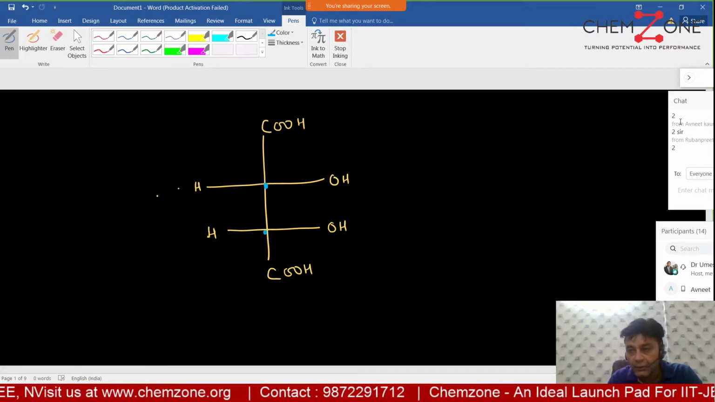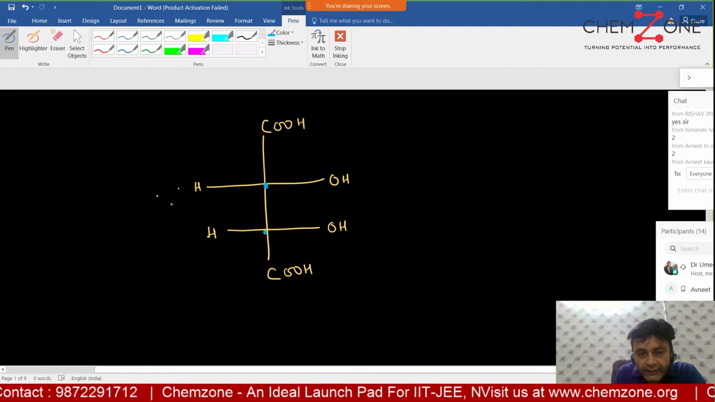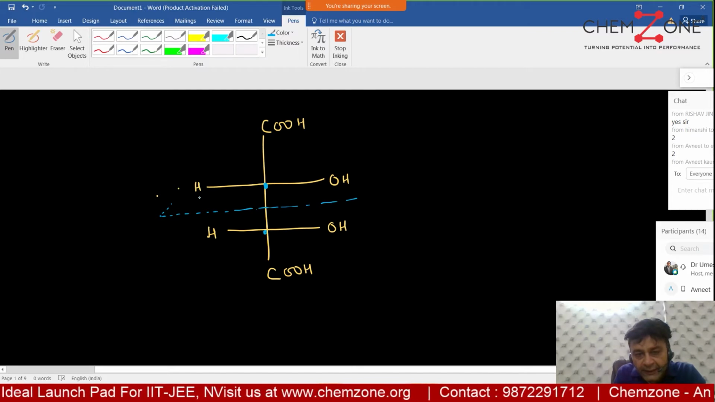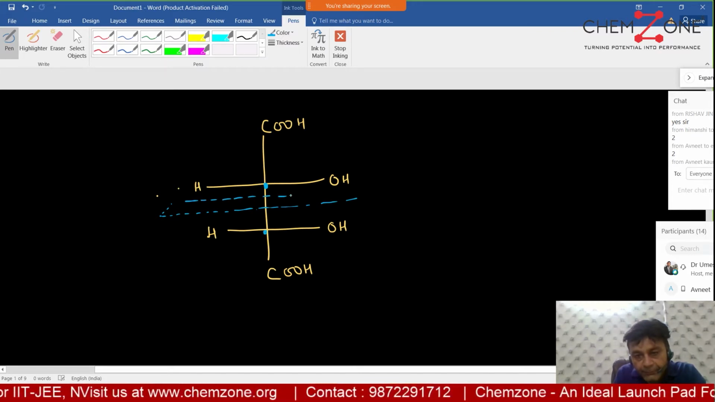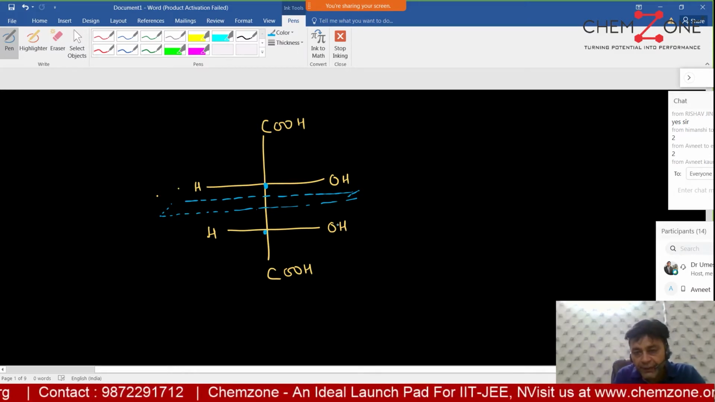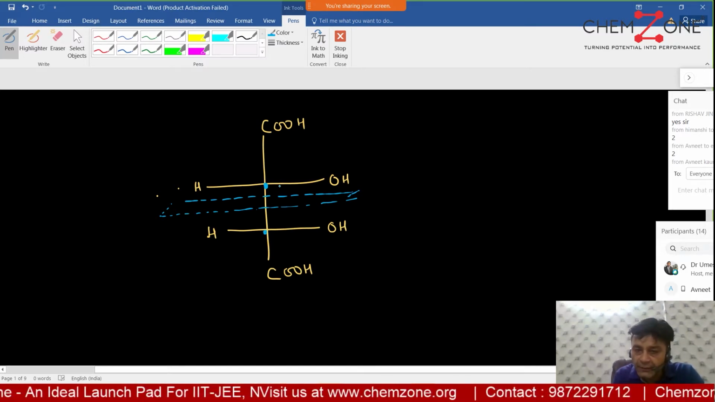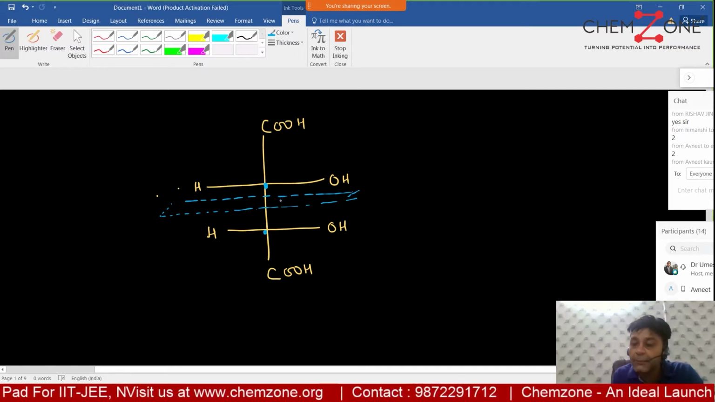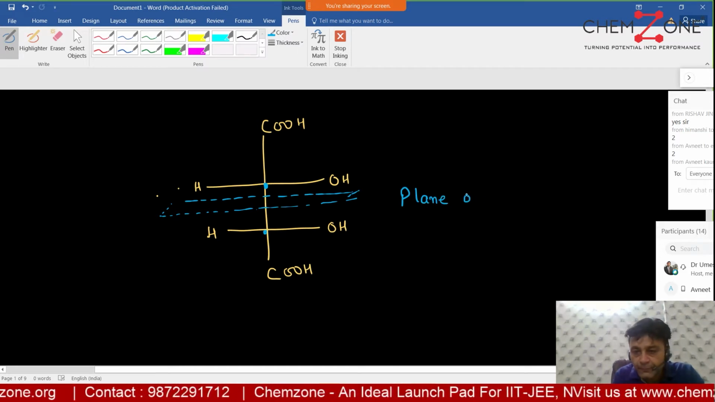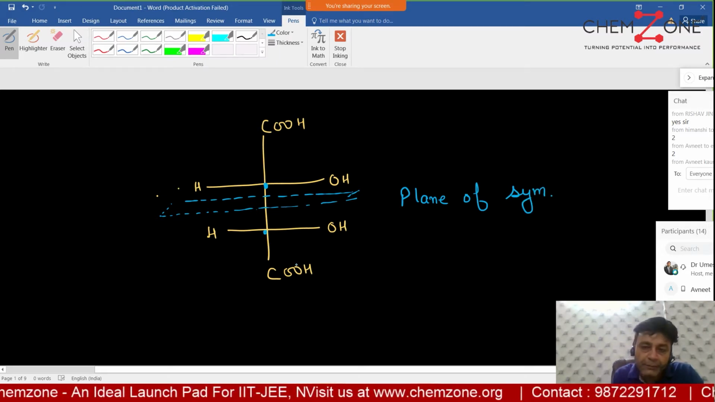Right. Perfect. But in this compound, we find there is a plane of symmetry. Plane of symmetry means in this axis, if you cut it, I'll get two equal halves. And if I flip over the other, the lower part will cover the upper part. So I can say this is a symmetrical molecule and it has a plane of symmetry. It can be divided into two equal parts.